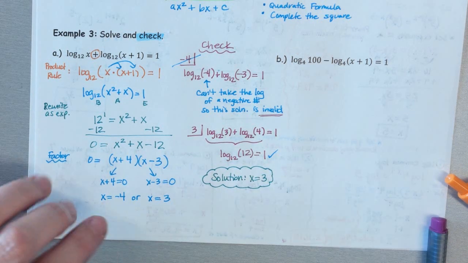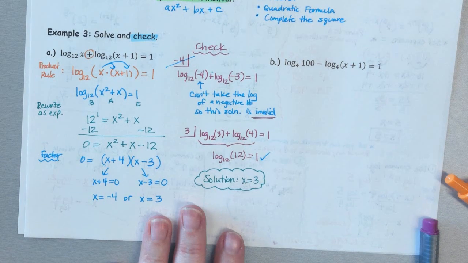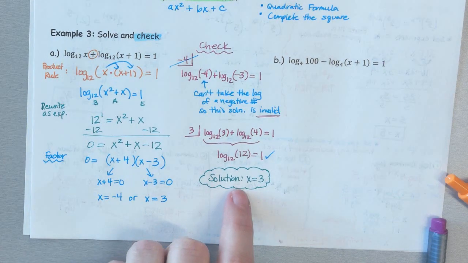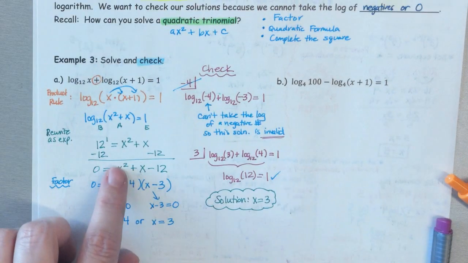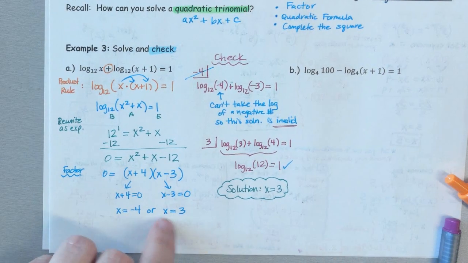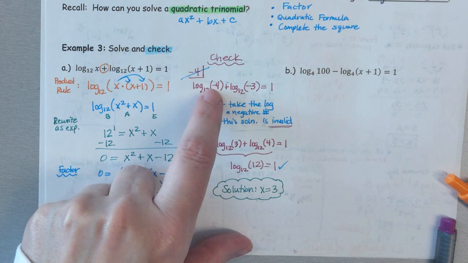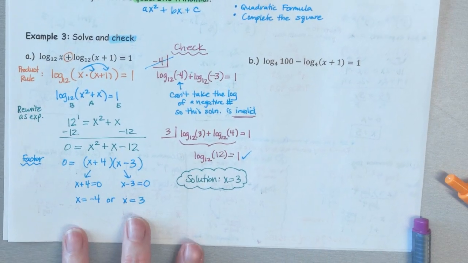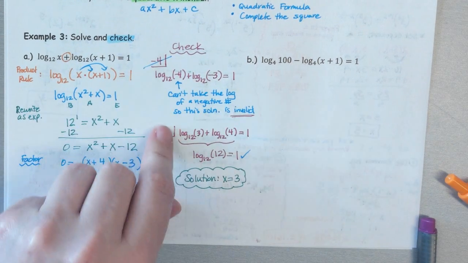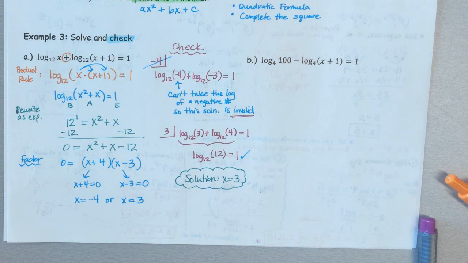So if you were doing this on a test or a quiz, okay, this is what you would write on the line. You would have to show this work here, and you'd have to be able to explain why this is not valid. Okay, so this would be a good one to make sure you know how to do. All right, I'm going to have you start B.